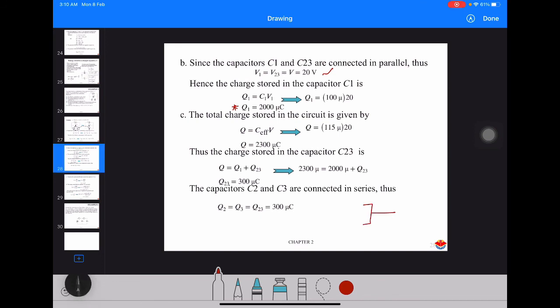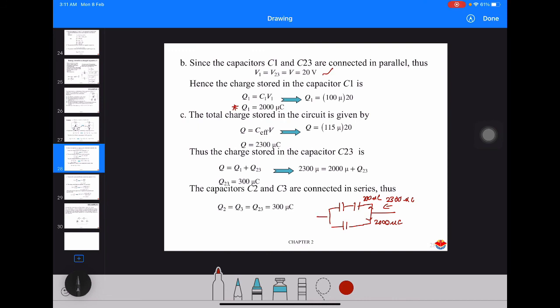Okay, you can imagine that the charge going into this direction is 2300 microcoulomb. Okay, charge at Q1, the one that we already calculate, is 2000 microcoulomb. So you expect the rest will go in this direction, which is 300 microcoulomb. So this is how you try to do. If you draw it properly, then shouldn't be a problem at all.